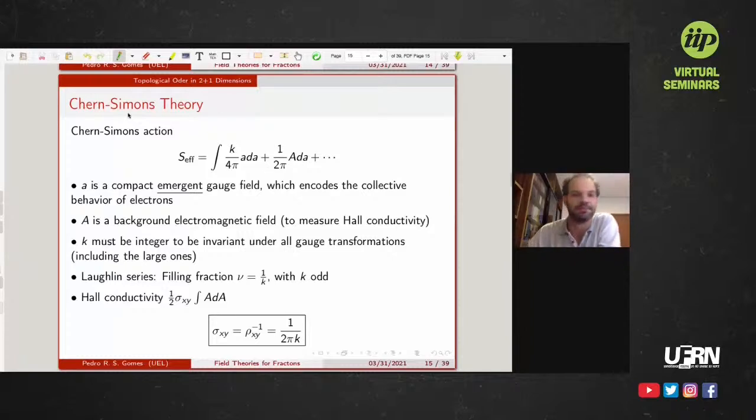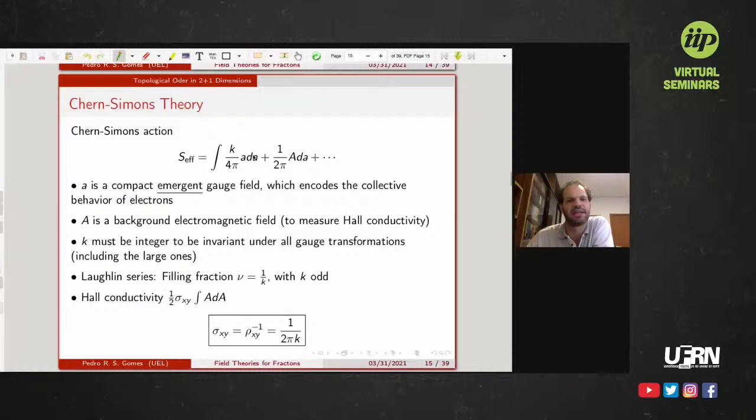Okay, good. So I will continue. And now I will discuss a little bit more about the Chern-Simons. So I'm considering the action here in a compact form. And also I have introduced the big A. And the little a is the previous gauge field, which includes the collective behavior of electrons.